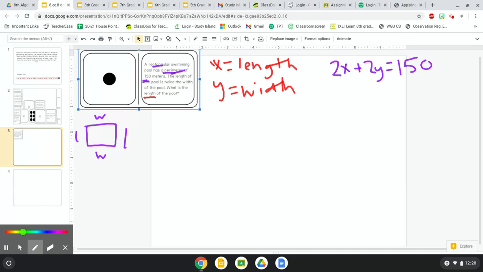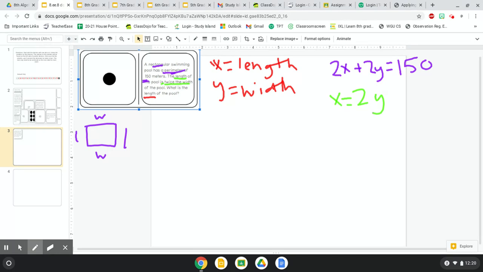And my second equation, so the next part says the length. I'm going to start out with x. The length of the pool is like my equal sign, so x equals twice the width of the pool. Twice the width would be 2 times the width, so that would be 2y. Now I have my two equations.